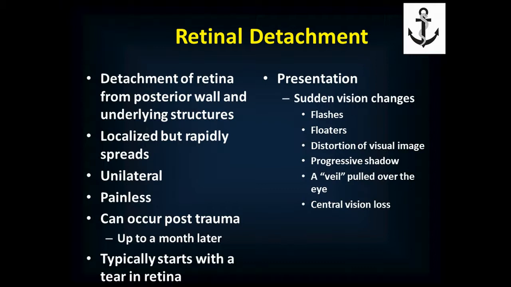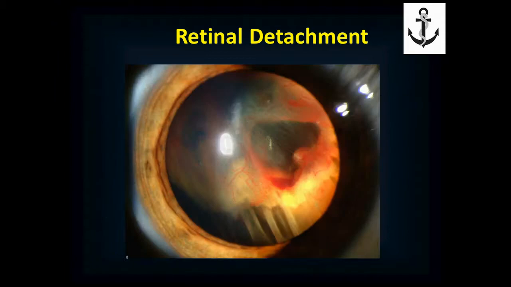If they report that things look distorted, straight lines look curved through that one eye, that's a sign of retinal detachment. They have a sense of a shadow crossing over their vision and then a veil pulling down over the vision, and then finally central vision loss, which can then be followed by complete visual loss.